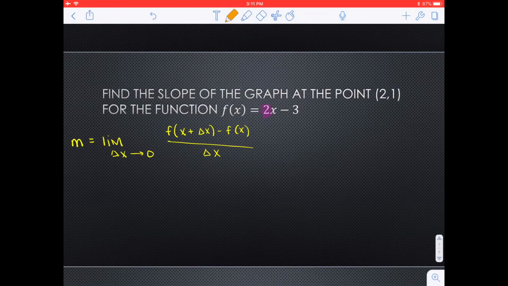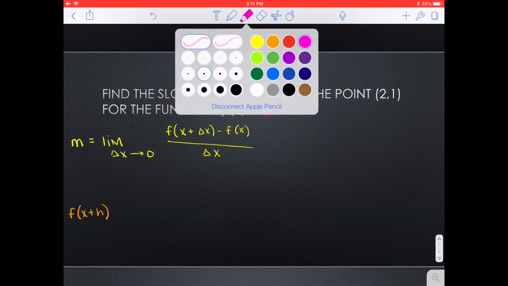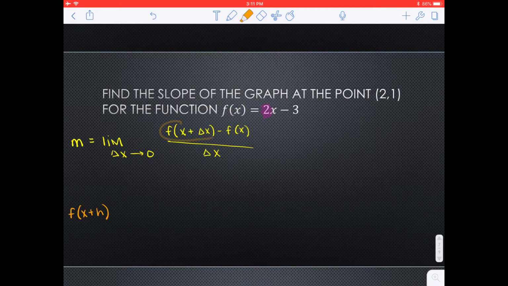I first need to find, and I'm going to replace this with x plus h because it is easier to think about that way. So I'm doing this first part right here, the f of x plus delta x, and I'm writing it as f of x plus h. And I'm going to solve that. So how am I getting this? Well, I'm using my formula, my function, 2x minus 3. And for every x I see, I'm plugging in x plus h. And I'm going to simplify. And there's nothing else that I can do.